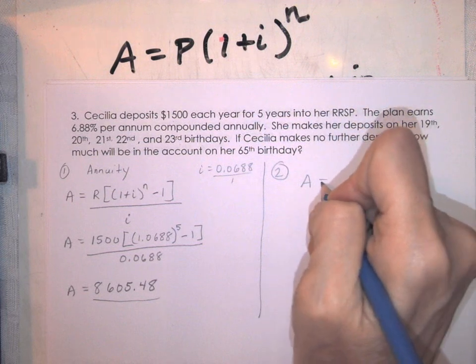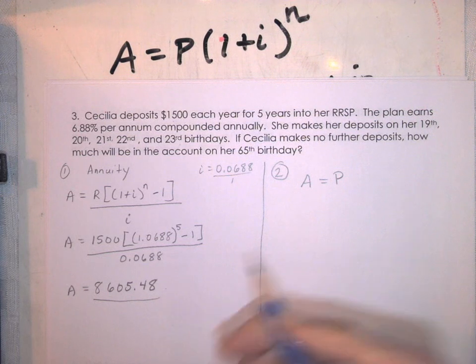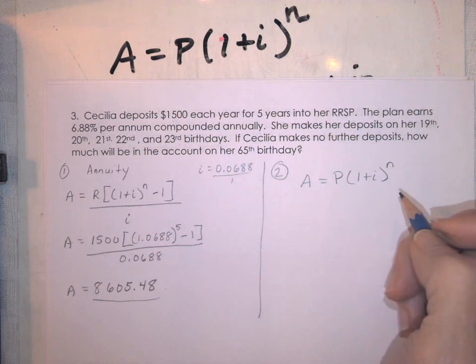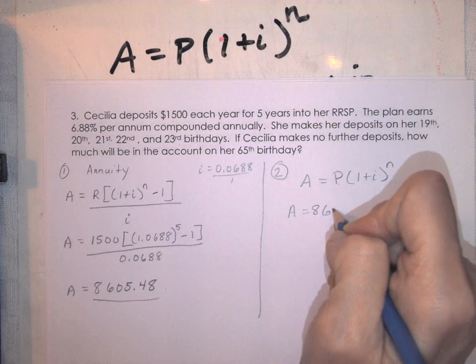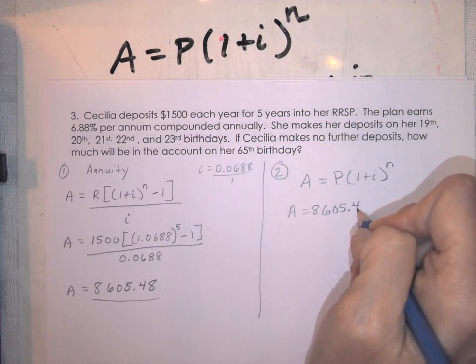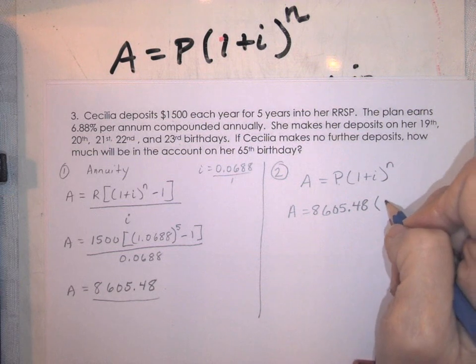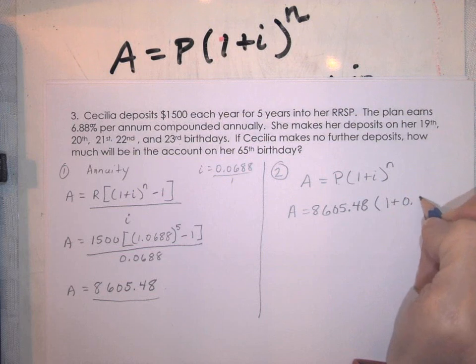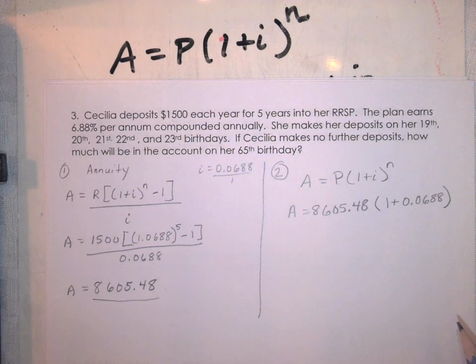So the amount in the account, she's investing this $8,605.48 and just leaving it there, times 1 plus I to the n. Okay, so she's starting off with this amount that she saved up over those 5 years. And then the interest rate is going to stay the same, so 0.0688.